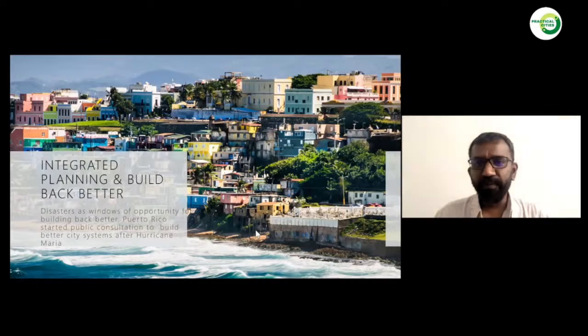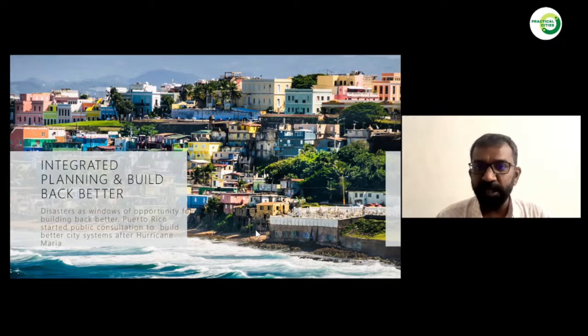And we should also take disasters as a window of opportunity. This is one of the things that we can learn from both New York and also Puerto Rico. Post their cyclone, they realized that we need to build back better. We don't end up recreating the same problem. Can we completely rethink the way in which infrastructures are being designed and catered to?